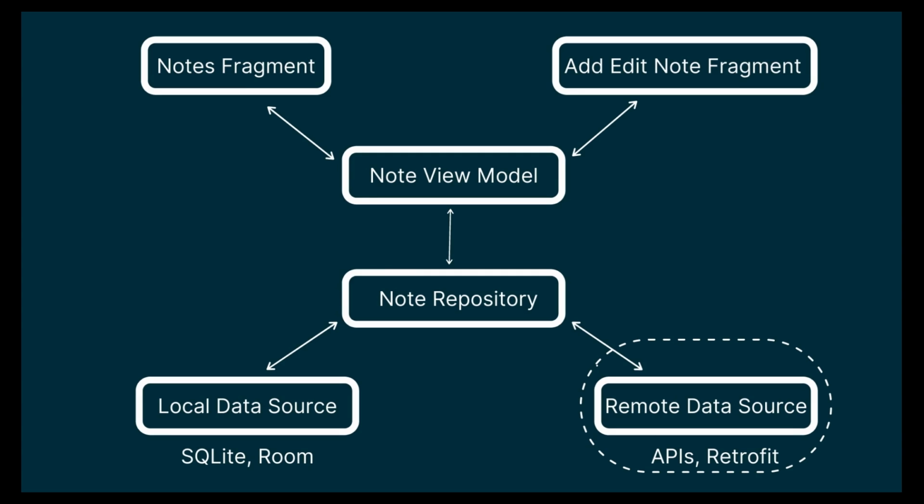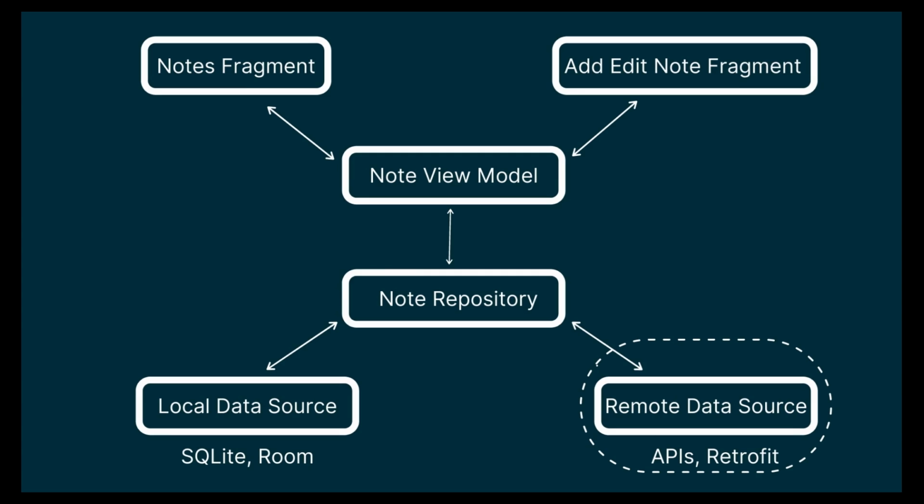Then comes the note repository. Repository is basically an abstraction layer between our data sources and our view model, so that the view model doesn't have to care about where the data is coming from, and we can access all the data sources using just the instance of our repository.